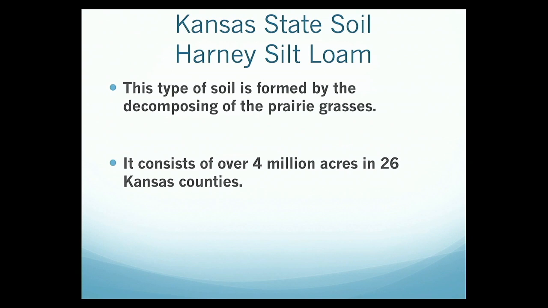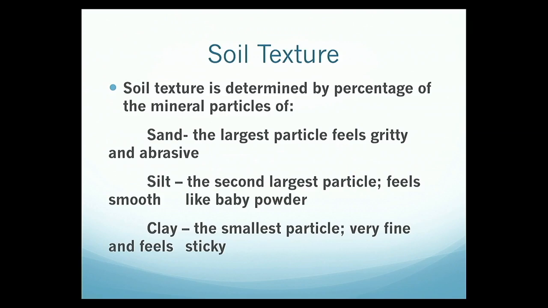This is a type of soil that's formed by the decomposing of the prairie grasses. In Kansas, it consists of over 4 million acres in 26 counties.